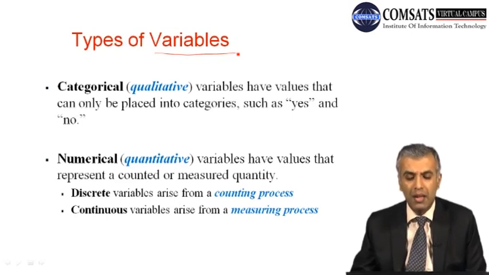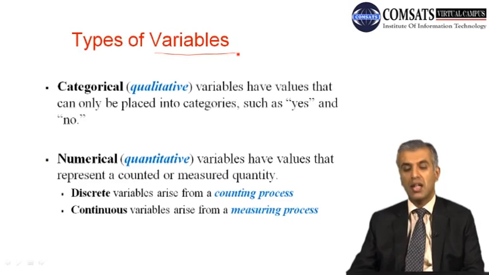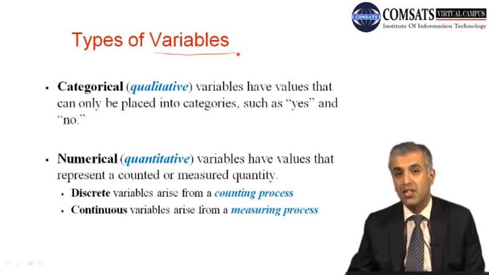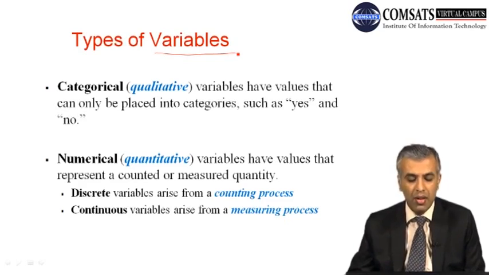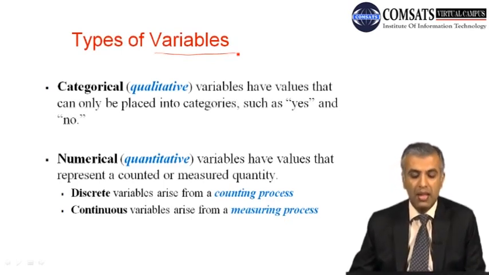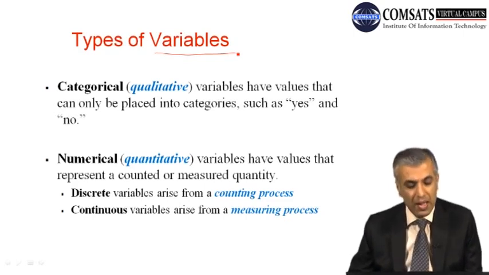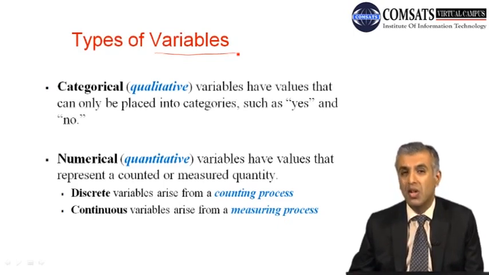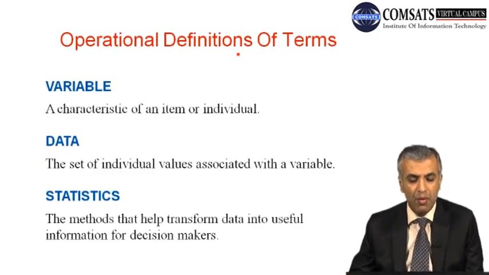There are two types of variables here. One is the categorical variable that has a value which can be placed in categories, such as yes and no. And then we have numerical variables that represent a measured quantity, and these are divided into two types called discrete and continuous variables. In the case of discrete variables, we are dealing with a counting process and items which can be counted. Continuous variables arise from the measuring process, and they comprise items which cannot be counted but are measured in a continuous form. We will discuss this in detail going forward.